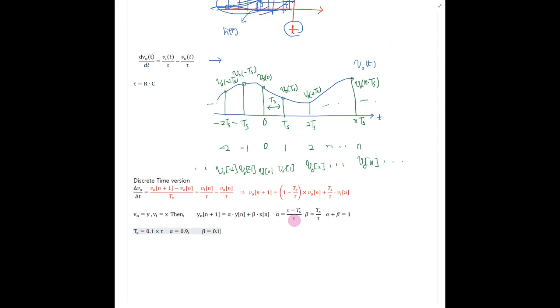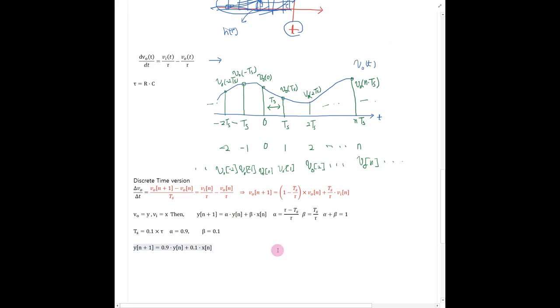Then we can rewrite, okay, this is not yo, this should be y. We replaced vo with y. Then I can rewrite the discrete time version of the system equation like this: y(n+1) equals 0.9 y(n) plus 0.1 x(n). Okay, we got the equation.